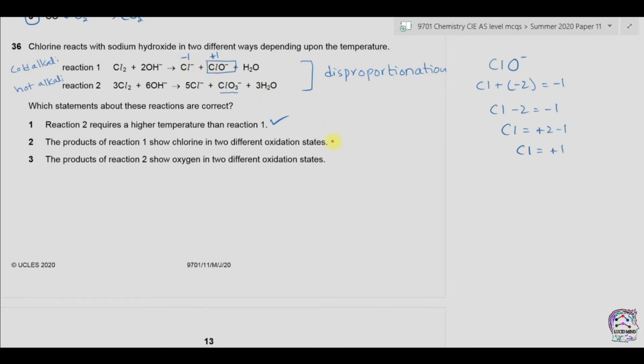So there are two different oxidation states. So this is also true. The third one says the product of reaction 2 shows oxygen in two different oxidation states. Now we can find the oxidation state of oxygen. In water, the oxidation state of oxygen is -2, and in chlorate ion, ClO3-, the oxidation state of oxygen is still -2. It is not changed, so therefore this one is incorrect. So the answer is B.